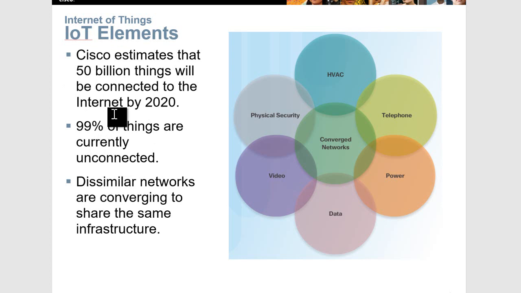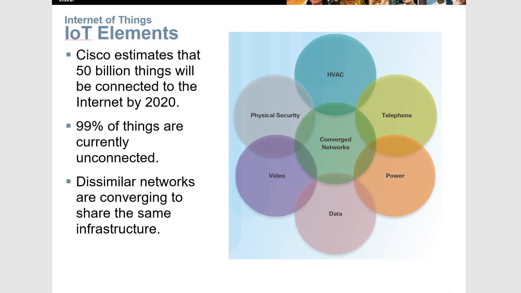99% of things in general are currently unconnected, so there's a great potential for growth of placing different items on the internet. Things that are on different network infrastructures are being converged. For instance, your car has a different network infrastructure than a residential building would. Your car's going to have a network infrastructure to control the engine, safety features, communication systems. Your residential building is going to have a network for heating, ventilation, air conditioning, telephone service, and so forth.